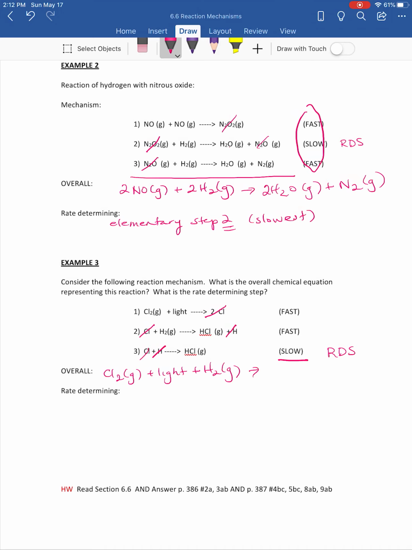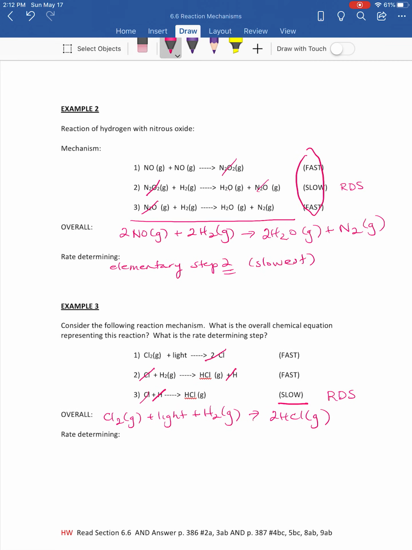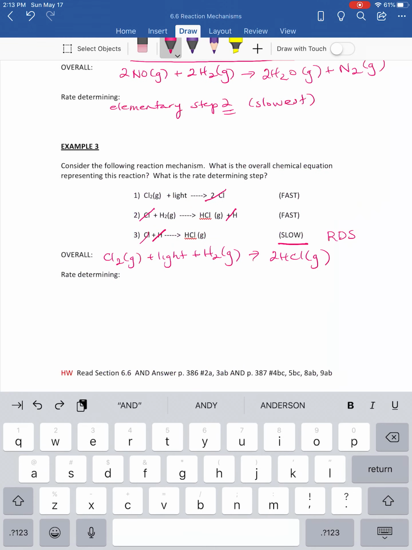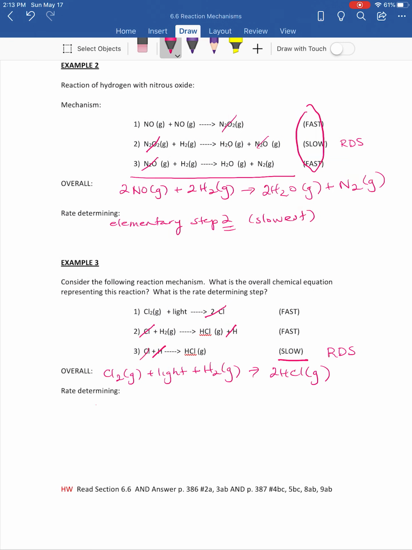and then on this side is 2 hydrogen chloride gases. And once again, my rate determining step is step 3, because it's the slowest. So once we take a look at that, that's all a reaction mechanism is.